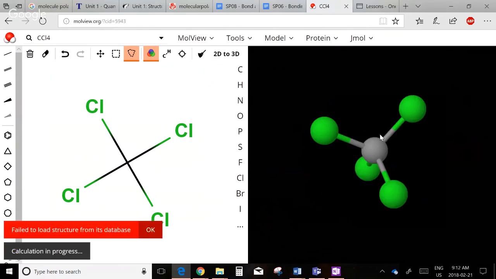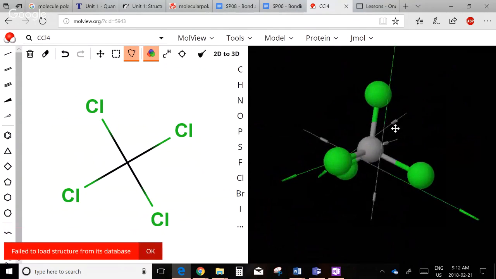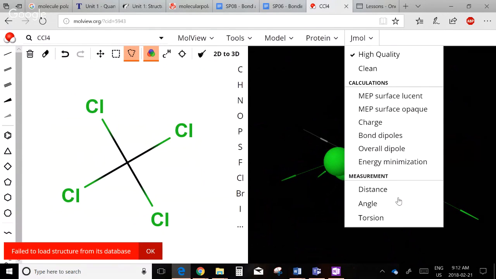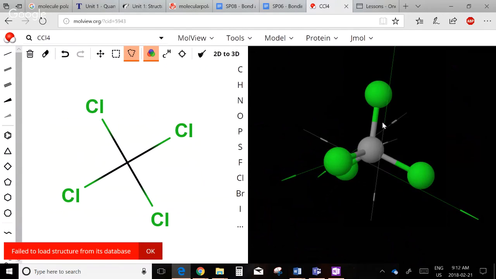So if we look, again, we put the bond dipoles in here. There they are, all 4. But if I try to add an overall dipole, do we see one? Nothing, because they cancel each other perfectly. Does that kind of make sense?